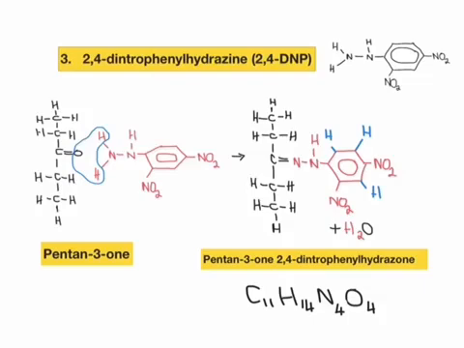So for the molecular formula of this compound, there are 5 carbons here and then another 6, so that's 11. In terms of hydrogens, there's 5 and 5's 10, and 1's 11, 12, 13, 14. There are 4 nitrogens, 1, 2, 3, 4, and there are 4 oxygens, 1, 2, 3, 4.